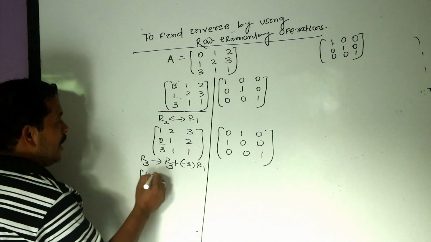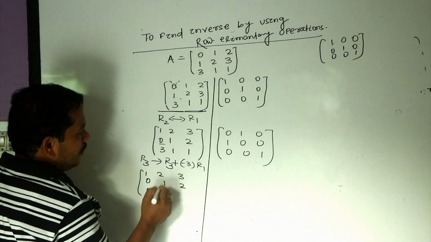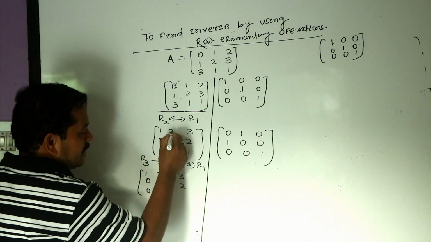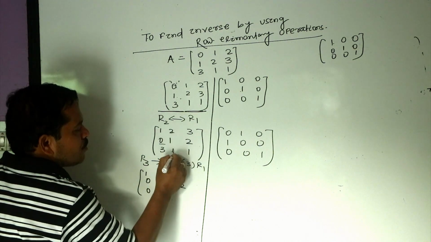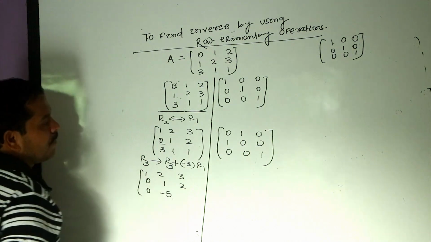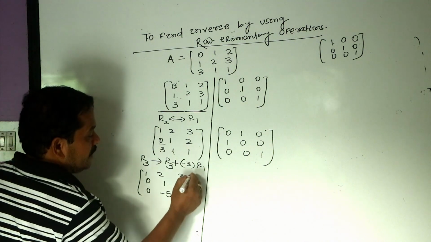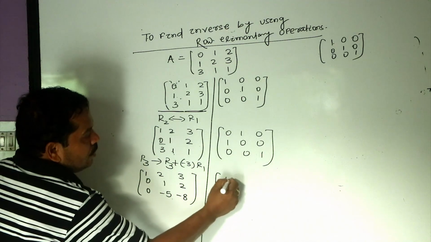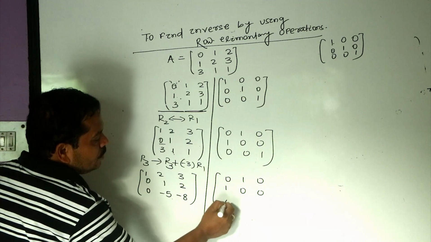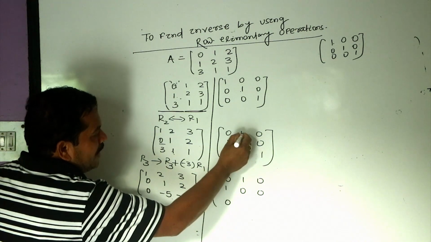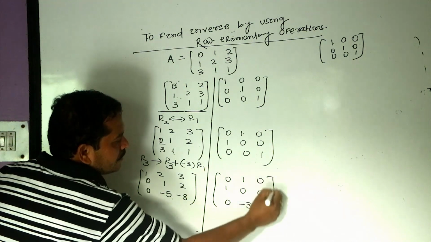Now this will be 1, 2, 3, 0, 1, 2, 0. Then it is 6. Minus 6 plus 1, that is minus 5. Minus 9 plus 1, minus 8. 0, 1, 0. 1, 0, 0. 0. We multiply here minus 3, so it will be minus 3. And it will be 1.